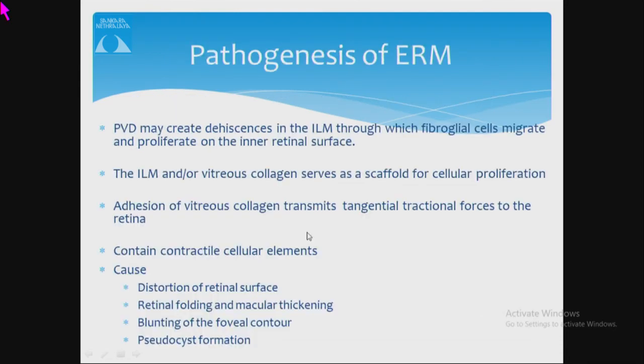The pathogenesis of ERM involves that the PVD may create small dehiscences in the ILM through which fibroglial cells migrate and proliferate over the inner retinal surface. The residual vitreous collagen serves as a scaffold for the cellular proliferation and forms a more adherent ERM. The formation of ERM leads to tangential tractional forces on the retina, which contain cellular contractile elements, which may cause distortion of the retinal surface, retinal folding, macular thickening, blunting of the foveal contour, or even pseudocyst formation.